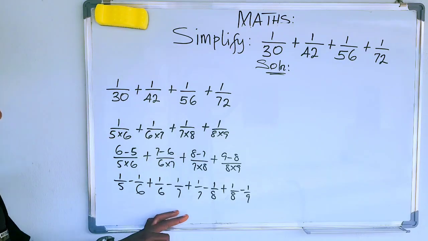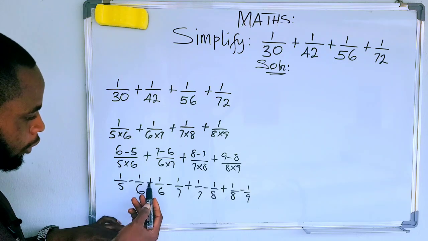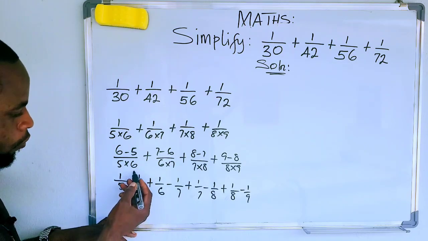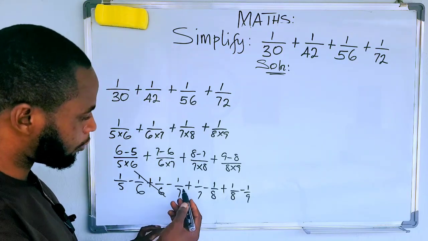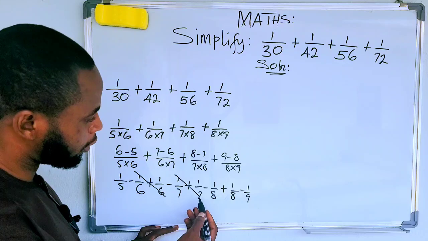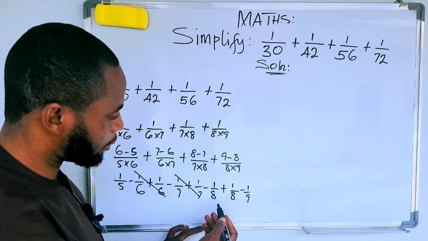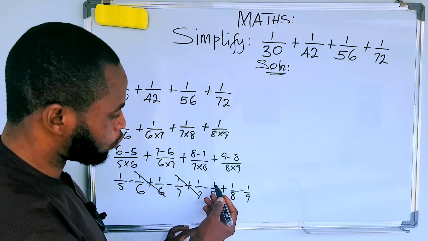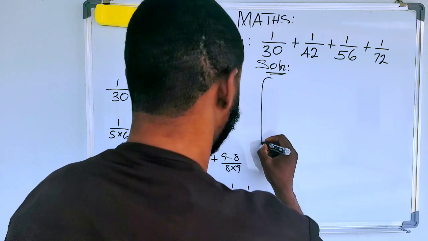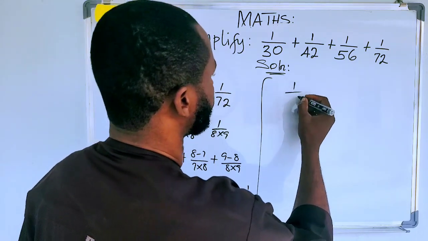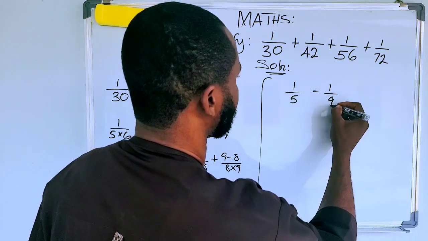Now, if you look at this carefully, you observe that minus 1 divided by 6 plus 1 divided by 6 will be eliminated. And again, minus 1 over 7 plus 1 over 7 will be eliminated as well. And here the same, minus 1 over 8 plus 1 over 8 will be eliminated. And we are left with 1 divided by 5 minus 1 divided by 9.